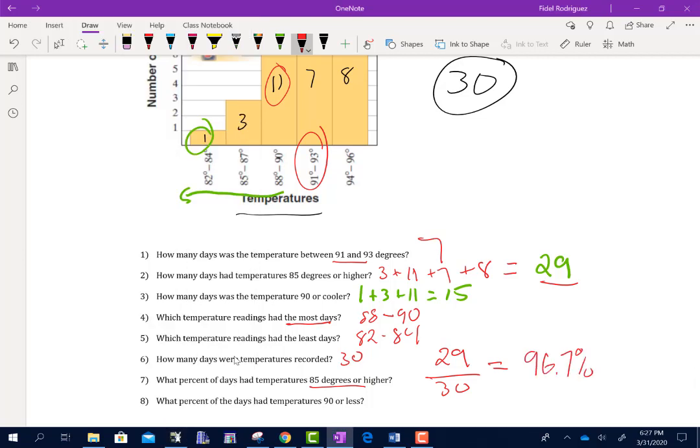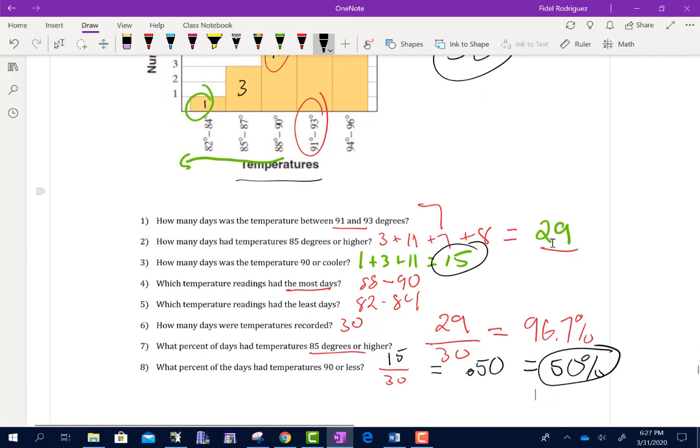How many days had temperatures of 90 degrees or less? Again, we had a total of 30 days. The ones that had 90 degrees or cooler was 15. If you take 15 and divide it by 30, it's going to give you 0.5 or 0.50. Move the decimal 2 spaces over, and it is 50%. Okay. So let me keep scrolling here.